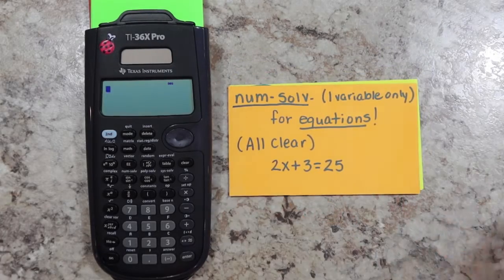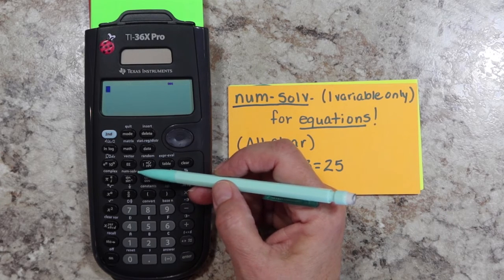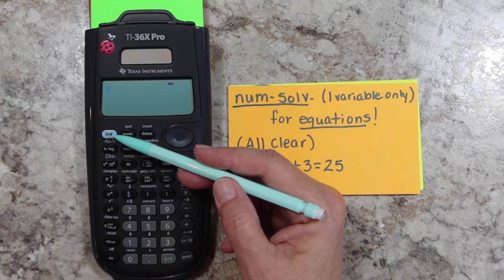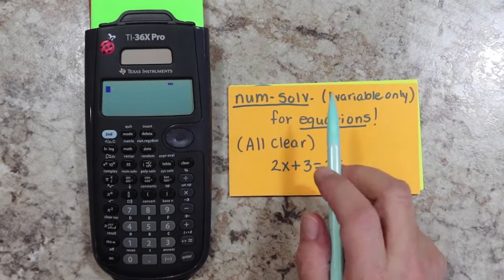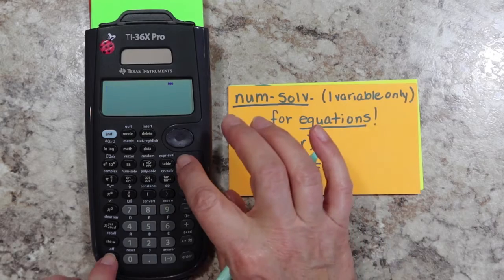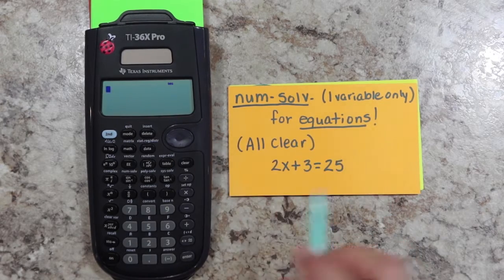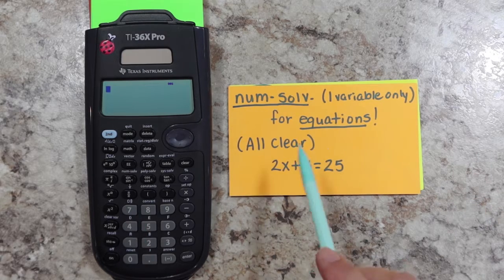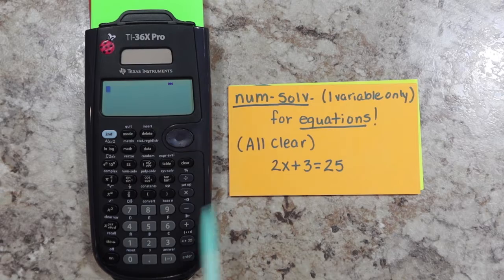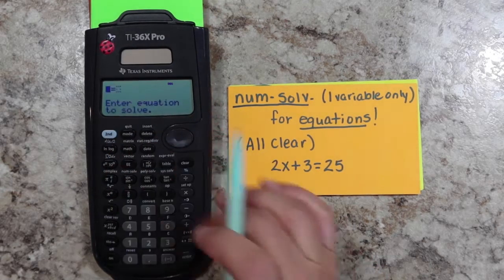Now let's look at the numSolve function. That's this function right here above the sign button, and it is in blue, so you're going to have to hit second numSolve to access it. Now before I ever use numSolve or really any of these functions, real quick, I hit the on and the clear to make sure that everything's cleared, because this calculator will store values for your variables and I don't want to have to clear that out. So we got all clear. Now we're going to hit second numSolve.